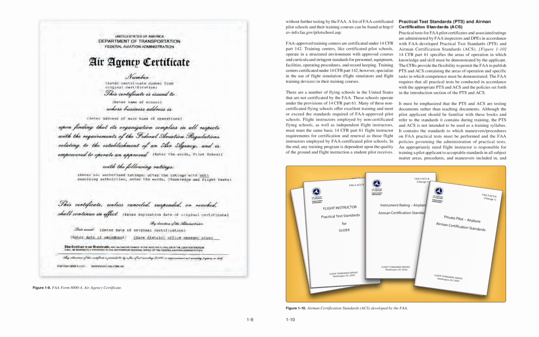Figure 1-9. FAA Form 8000-4, Air Agency Certificate. without further testing by the FAA. A list of FAA-certificated pilot schools and their training courses can be found at http://avinfo.faa.gov/pilotschool.asp. FAA-approved training centers are certificated under 14 CFR Part 142.